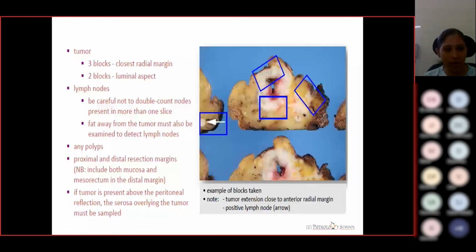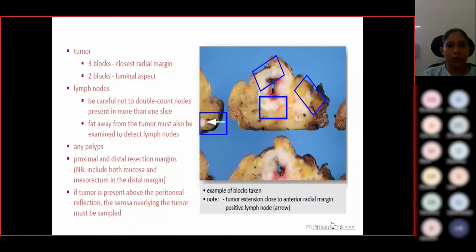And since we are on lymph nodes, in colorectal specimens, anything that is external iliac and common iliac lymph nodes are counted as metastasis. Anything else in the region are regional lymph nodes.